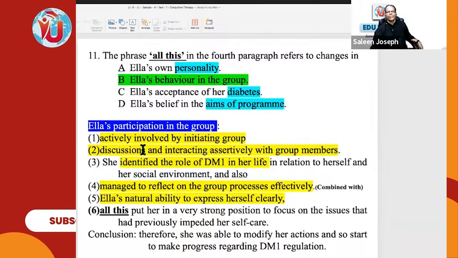One, actively involved by initiating group discussions and interactions, and so on. All those things are mentioned. Then they are saying all these five, above all this, plus her natural ability to communicate effectively. Conclusion: therefore, she was able to modify her actions and so start to make progress regarding BMI regulation. The paragraph structure is just highlighted.